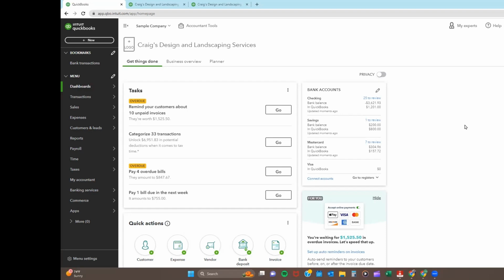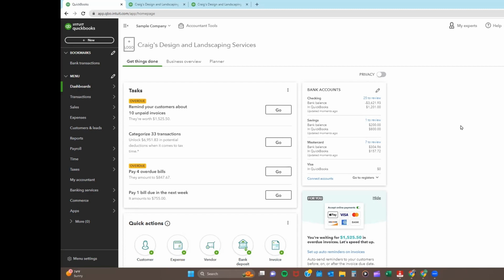So here I have the sample QuickBooks company opened up. What we're going to do is dive into the balance sheet, the profit and loss, and the statement of cash flow. Go through what they mean, how to read them, and then also give you guys a sneak peek of some of the services that we are going to be providing you with at Ledgerly on a monthly, quarterly, annual basis. So let's jump in.